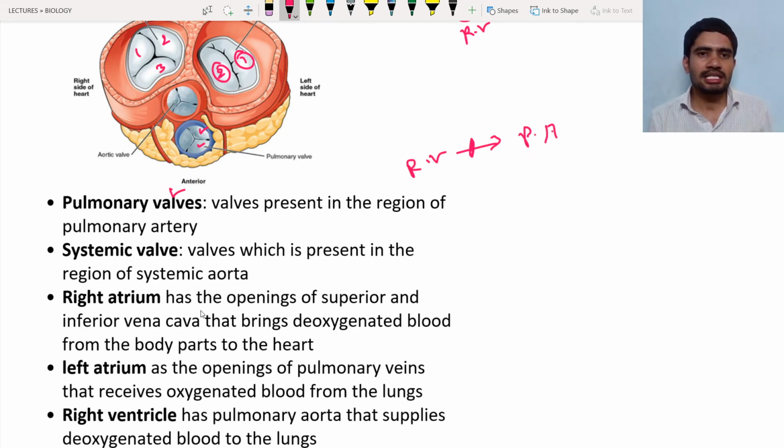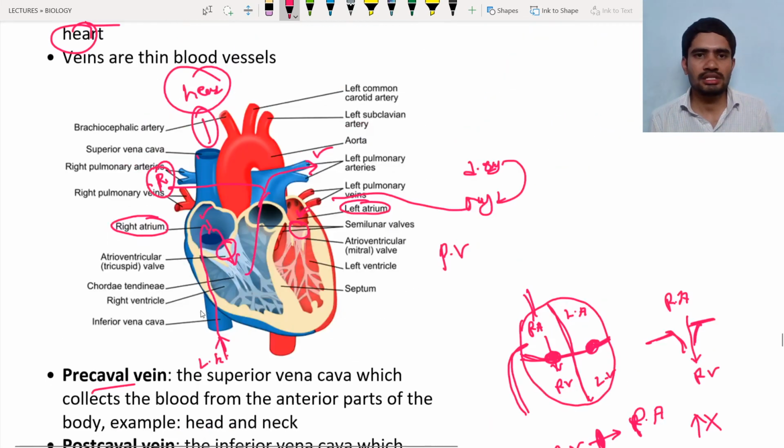Okay, and the next is the systemic valve. It is present in the region of the systemic aorta. If you look at this diagram, here will be the systemic valve. We will mark it in another color. So this is known as the systemic valve.